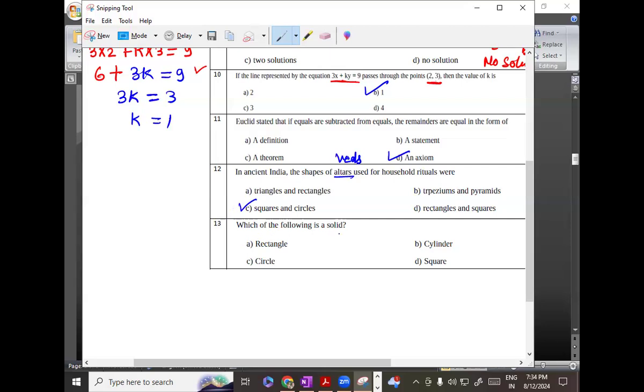Which one of the following is solid? Rectangle is two dimensional. Circle is also two dimensional. Cylinder is three dimensional. And square is also two dimensional. So the cylinder is solid. Okay.